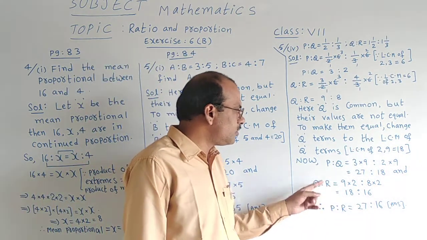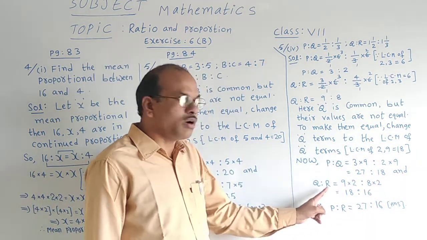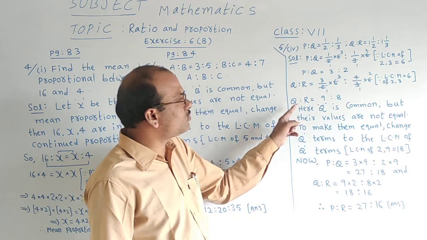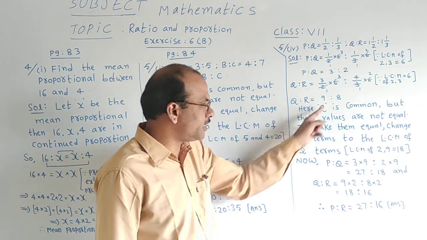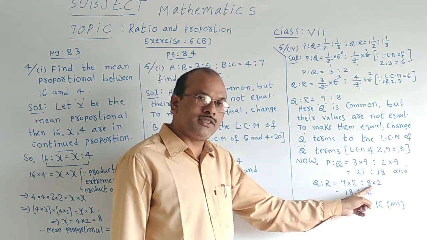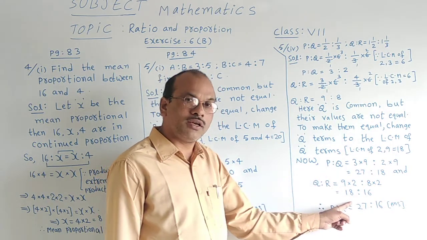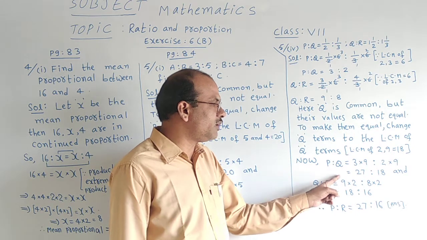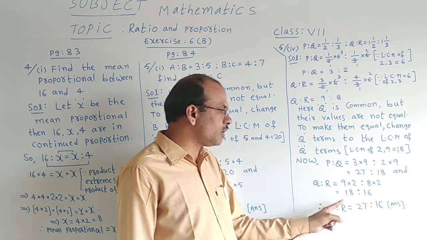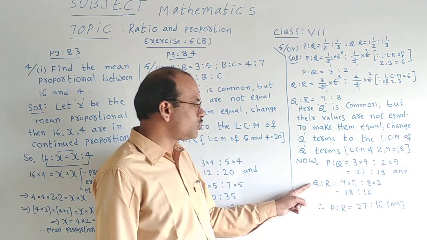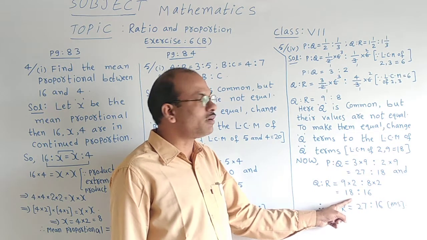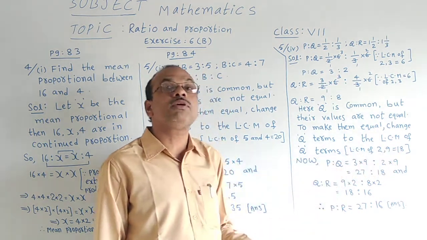The next one, Q is to R. What is actually Q is to R? We got 9 is to 8. 9 is written, 8 is written. But this Q value should change to 18. For that, 9 should multiply with 2. 9 2s are only 18. Because Q should change to 18. That is our target, as our LCM is showing that.